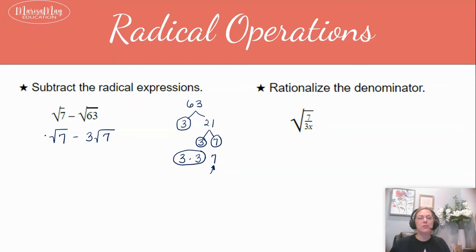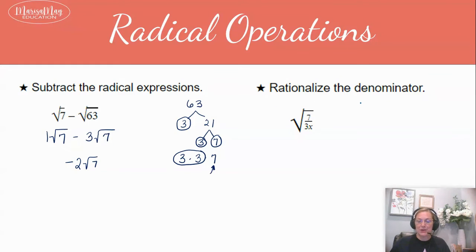Now, I want you to look then at the subtraction. Now your radicals have the same number underneath them, and you're going to be able to subtract. So 1 square root of 7 minus 3 square roots of 7 would give me negative 2 square roots of 7. Okay, let's look at number 2 then here.